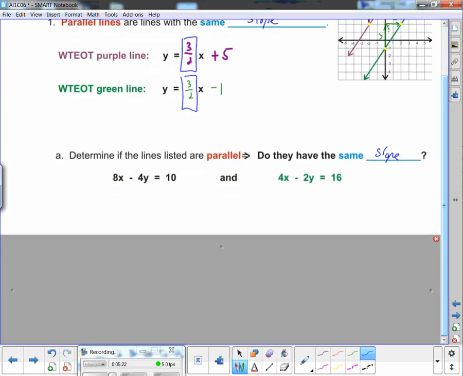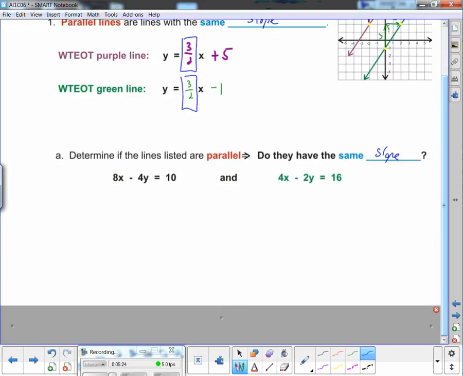Do they have the same slope? And that's what you're thinking. Hey, do these lines have the same slope? Honestly, can we tell right now? No, because neither one is in slope-intercept form. So we better put them in slope-intercept form.